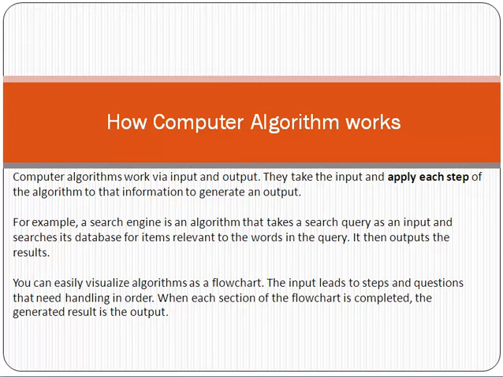Here is how a computer algorithm basically works. The computer algorithm takes the input, then processes the input step by step as per the algorithm, and then produces the output. So this is the process of an algorithm.